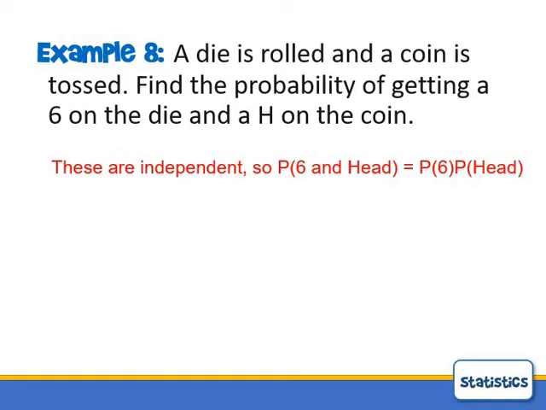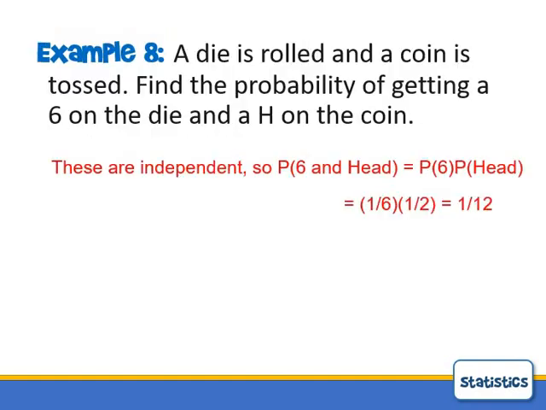So these are independent. The probability of a 6 and a head is the probability of a 6 times the probability of a head. Okay? So if these are fair, not loaded dice, you've got a 1 out of 6 chance of getting any particular number. And the probability of getting a head we know is 1/2. So we multiply those, you get 1/12.